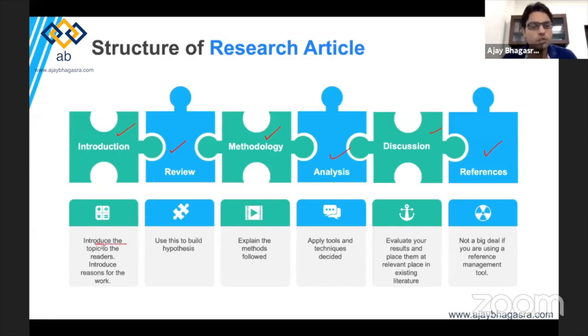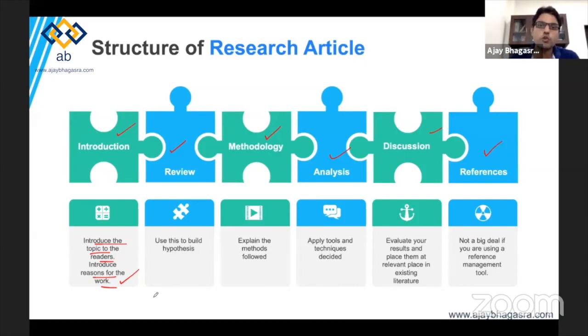Introduction is about introducing the topic to readers and also the reasons for the work, the gap that I was talking about, which needs to be told. One very quick thing: if you go into the top journals, you would realize that the introductions of the articles in those journals don't speak of definitions. Suppose you are publishing on brand equity, the article might not define what brand equity is, because it is assumed that the reader of this journal would know. Let us directly come to business. What is the point? Directly come to that.